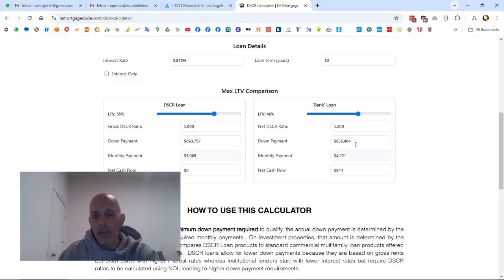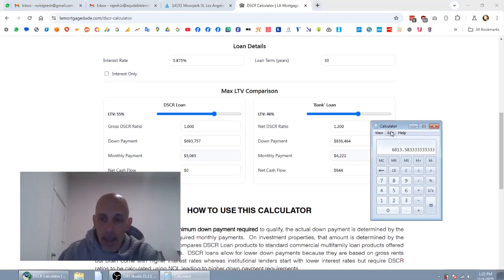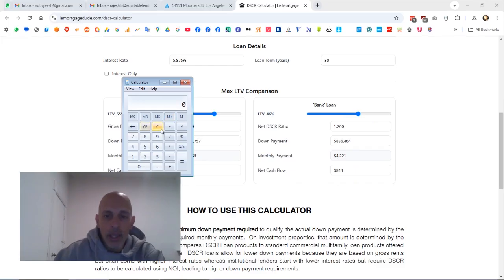Because if I'm putting $836,000 down and I'm only cash flowing $844 a month, let's see how many months that would take to actually recover my investment. And before I even complete this entry, I know it's going to be a little less than 1,000 months, just to recover my initial down payment. If I divide that by 12, it's going to take me 82 years.